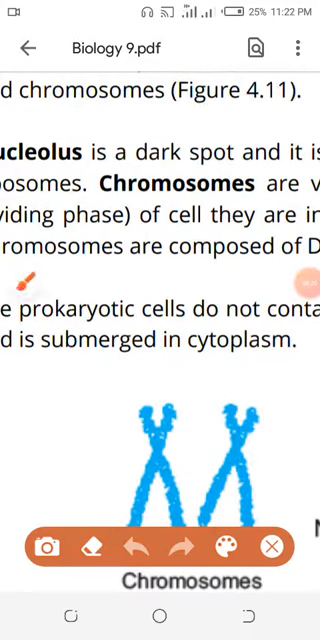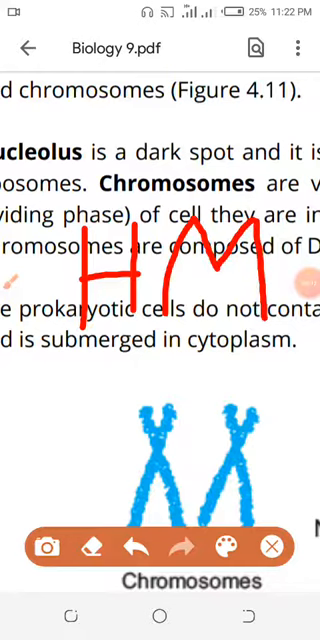Are you ready to listen? Okay. The material which is transmitted from the father to the son. The material which is transmitted from the mother to the son. The material which is transmitted from one generation to the next generation. That is called the hereditary material.